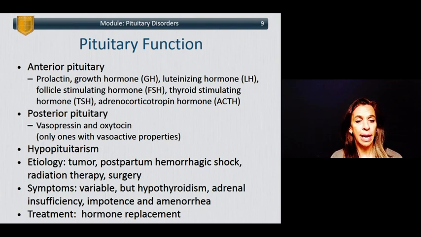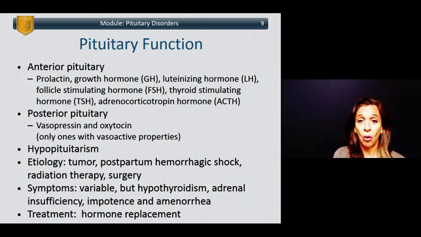We're going to talk a little bit about hypopituitarism, or decreased activity. The etiology is most commonly related to tumors, postpartum hemorrhagic shock, radiation therapy, and surgeries. Symptoms of hypopituitarism are variable, but include hypothyroidism, adrenal insufficiency, impotence, amenorrhea, and infertility. A treatment is hormone replacement, or replacing whatever hormones are deficient or in low quantities.